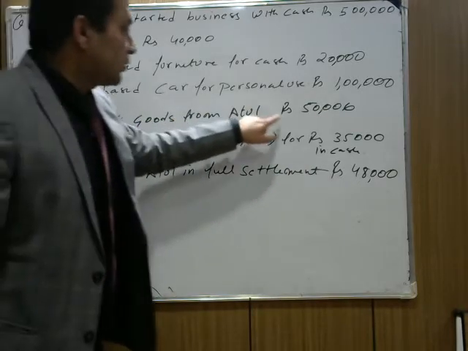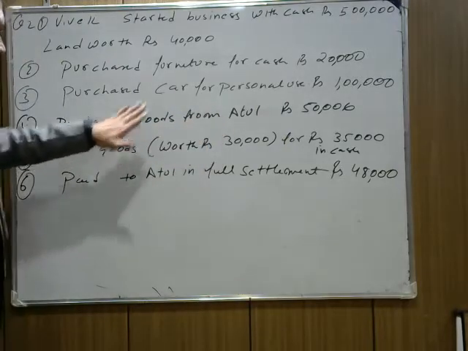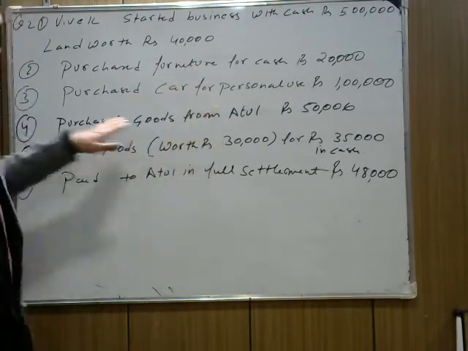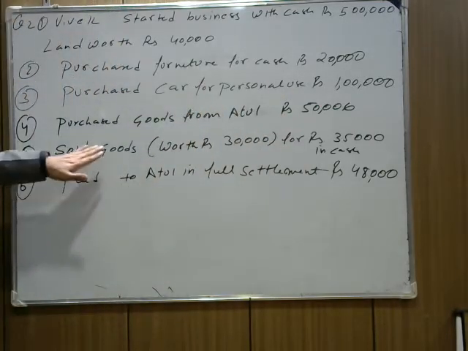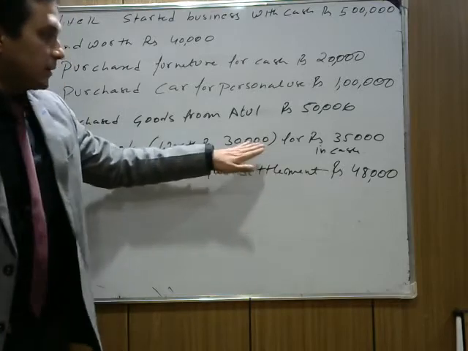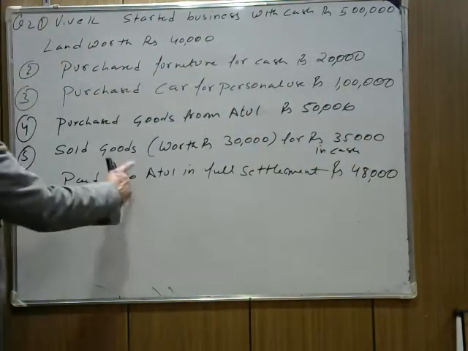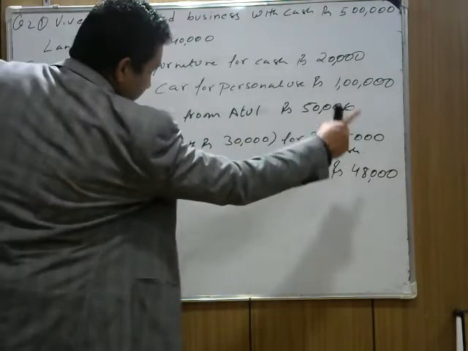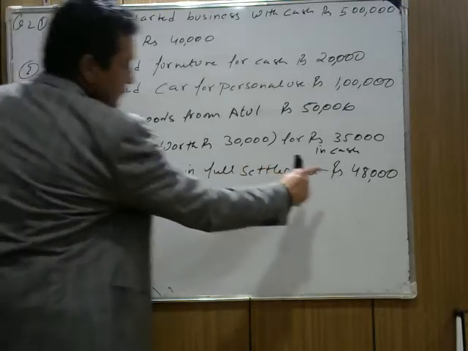Purchase goods from Atul. Now when a name is there and nothing is mentioned about cash, it means this transaction is on credit. You purchased goods from Atul rupees 50,000. Fifth transaction is sold goods worth rupees 30,000 for rupees 35,000 in cash. The goods cost us 30,000 and you sold for rupees 35,000. Paid to Atul in full settlement rupees 48,000.